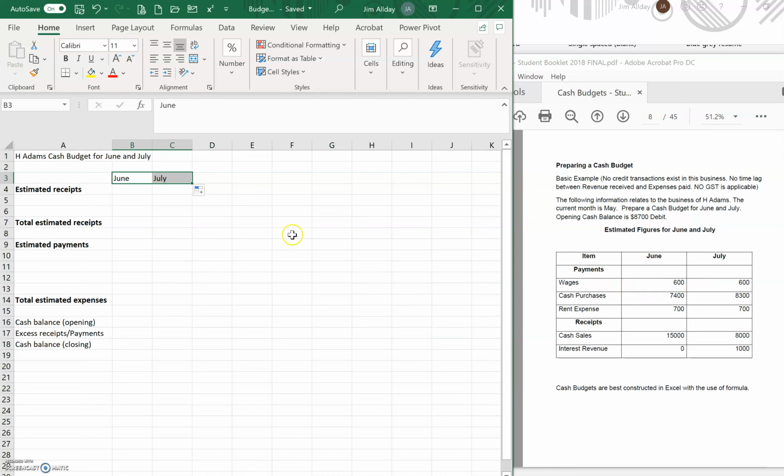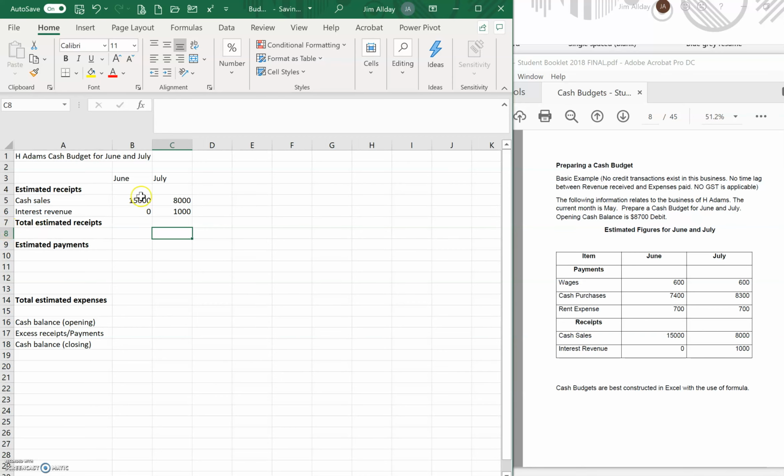Cash sales, 15,000. So cash sales being sales where money is given to us at the time of the sale. 15,000 for June and 8,000 for July. Any other receipts that we've got here? Interest revenue, nothing for June, and 1,000 for July. Interest: 0, 1,000.